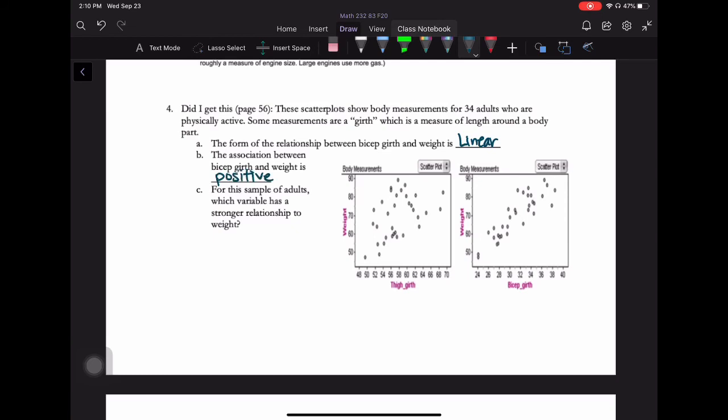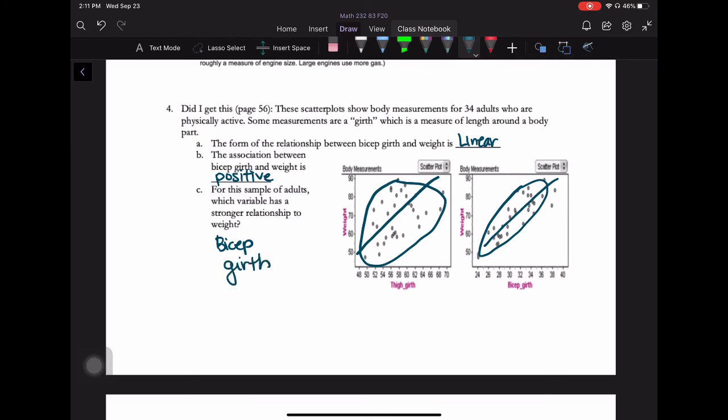And for the sample of adults, which variable has a stronger relationship with weight? So which one, if I was to draw a line through it, would be closer to the line? Let's say here's my line here and here's my line here. This is closer. So we would say that bicep girth has a stronger relationship.